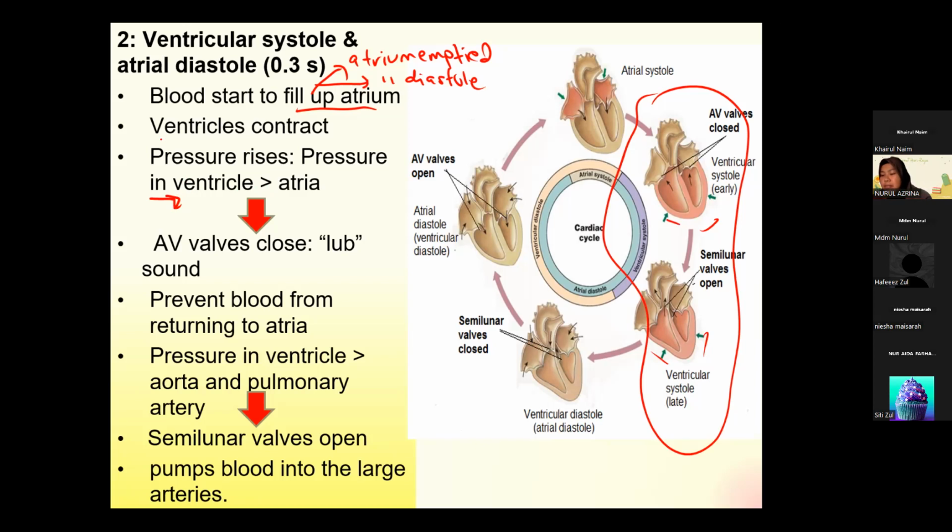Anyone? The AV valve. AV valve, very good. Because you have to know that between the atria and the ventricle there are valves that open and close. So when the pressure inside the ventricle is very high, it will force the valve to close, because the blood inside is already full. So the AV valve will close.